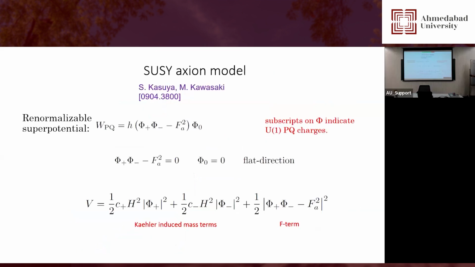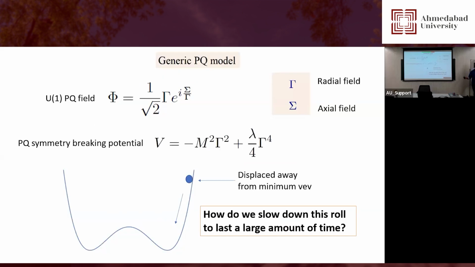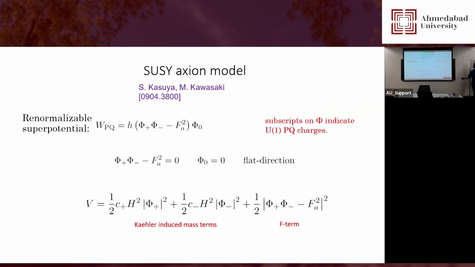So Kasuya and Kawasaki came up with this model. This is a SUSY-inspired model, actually. I'm not going to spend much time on it, because this is going to be highly technical. The more interesting part is that the potential looks like this. In fact we have three fields, three chiral superfields. Let's just say instead of the one PQ field phi that we saw initially, I have two PQ fields. And now these two PQ fields are interacting in such a way that the total potential looks like this.